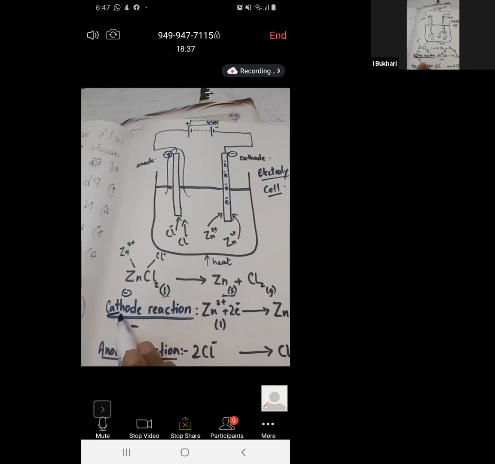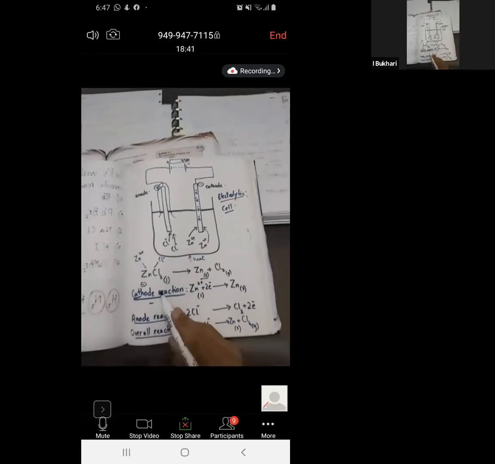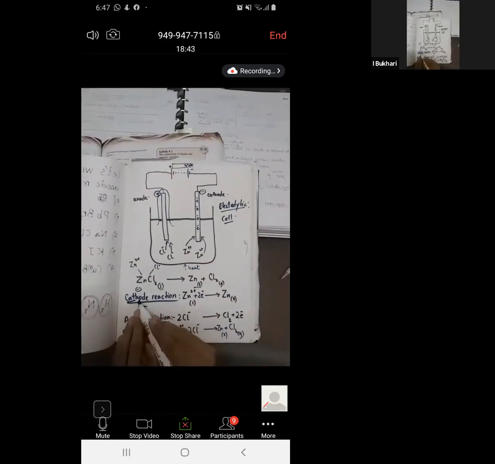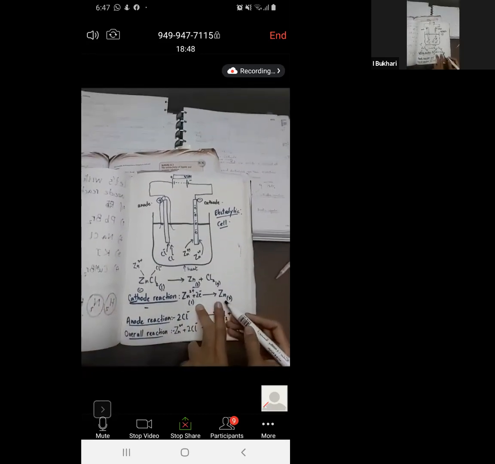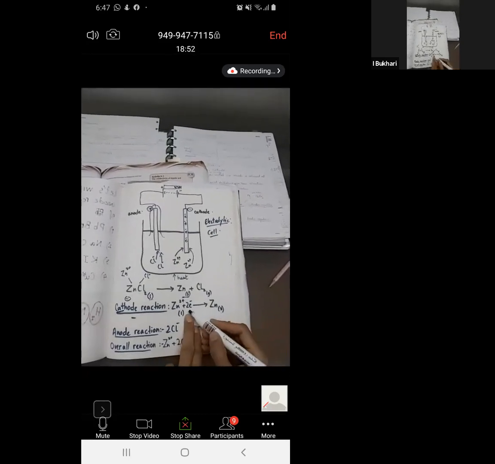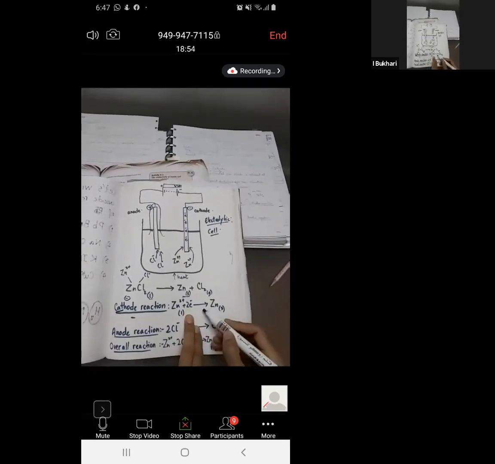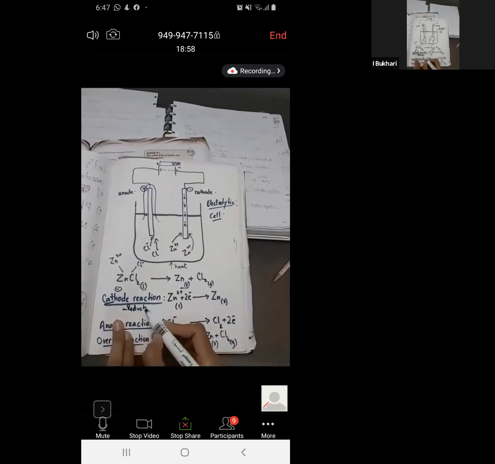And by the way, this electrode is named cathode because it attracts cations. So cathode for cations, right? And cations will accept electrons to be reduced into zinc solid, because this is gain of electrons, so this is reduction. So we have reduction taking place at the cathode.